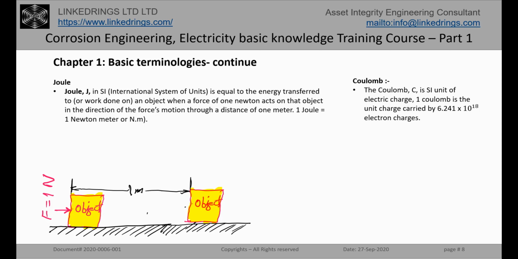The joule is an energy unit. We symbolize it with J. It is an SI unit. SI is the International System of Units. It is equal to the energy transferred to or the work done on an object when a force of 1 Newton acts on that object in the direction of the force's motion. So this is an object, and this is a force of 1 Newton. When this force acts on the object in the direction of the motion for 1 meter, then we call this 1 joule. So 1 joule is equal to 1 Newton meter.